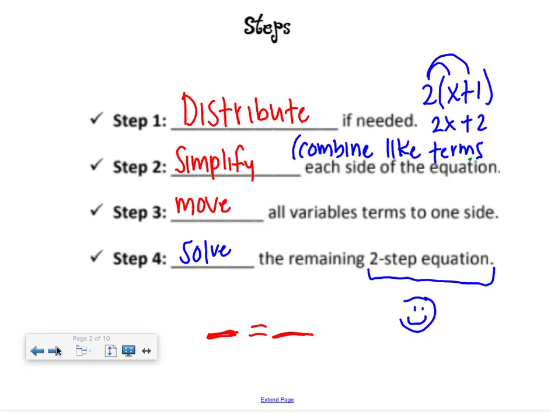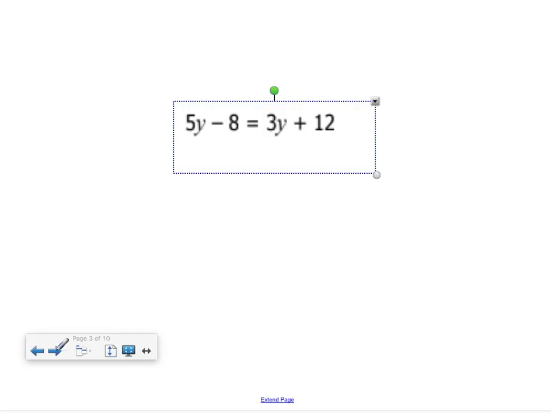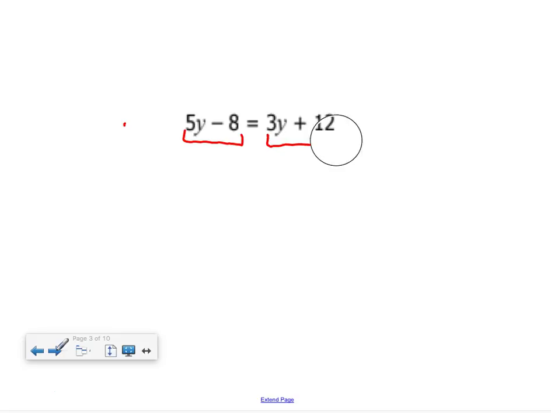Okay, so let's start off with an example. It's pretty basic. So we notice here, we're supposed to first distribute if needed. Do I have any parentheses anywhere? Nope. Step 2, simplify each side. If I look at those terms, can I add them together? Nope. What about those ones? Nope. So moving on to step 3, it says to move all your variables to one side. So I want to bring this 3y over here. So how do I get rid of a positive 3y? Well, I subtract 3y. Subtract 3y.